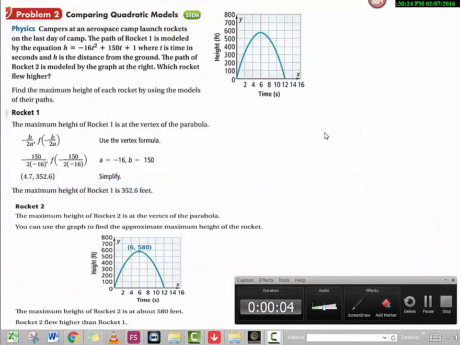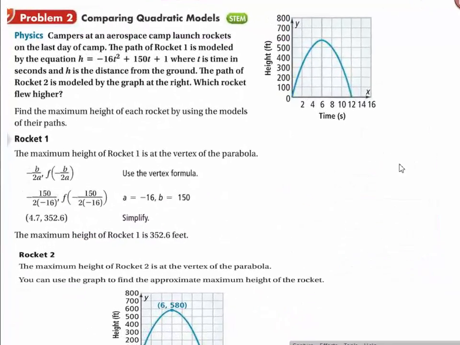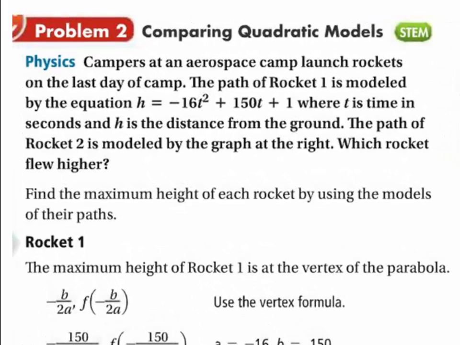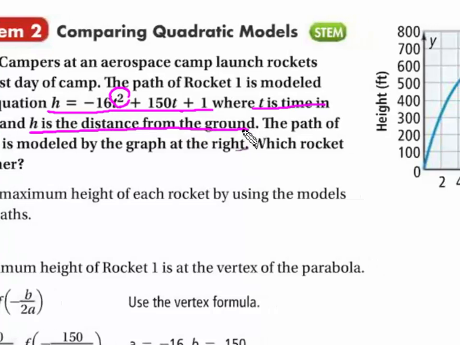Now let's apply the quadratic function in a real-world context. In this example, there are some campers. They are launching 2 rockets in their camp, and the path of rocket 1 is based on a quadratic function model. We know it's quadratic because they have an exponent of 2, where t is time in seconds and h is the distance from the ground.